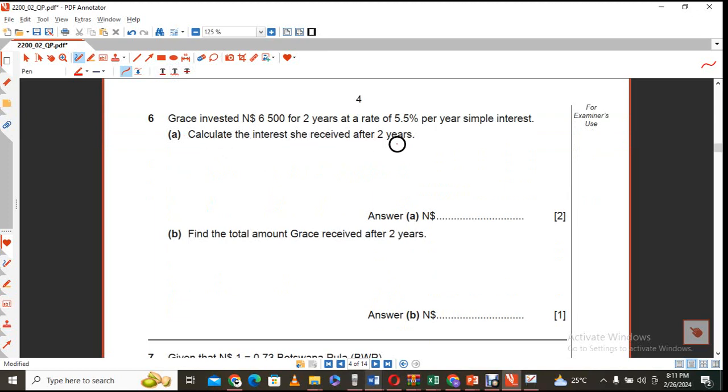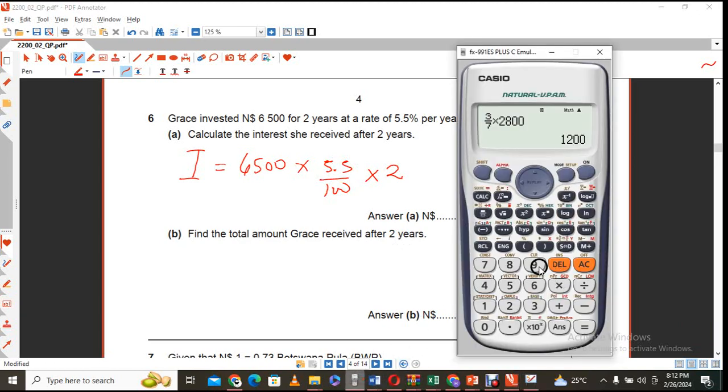This question, always read it carefully. This is a question on simple interest. Grace invested, that is the principal, 6,500. The rate is 5.5%. The time is 2 years. Calculate the interest you receive. So the interest, you simply say the 6,500 times the 5.5%. That's why the 100 is always there. Multiply directly with the 2, the years.